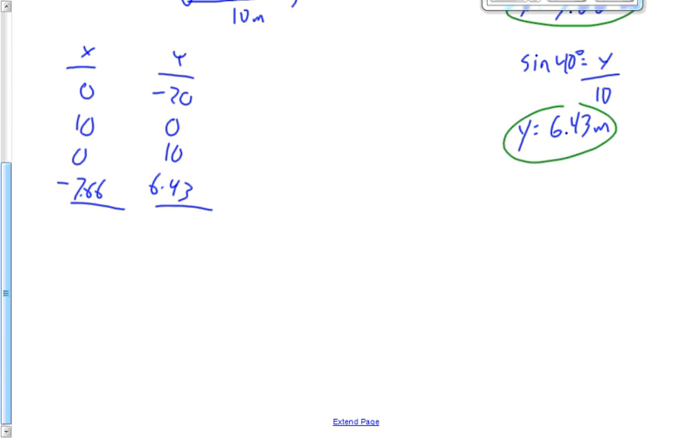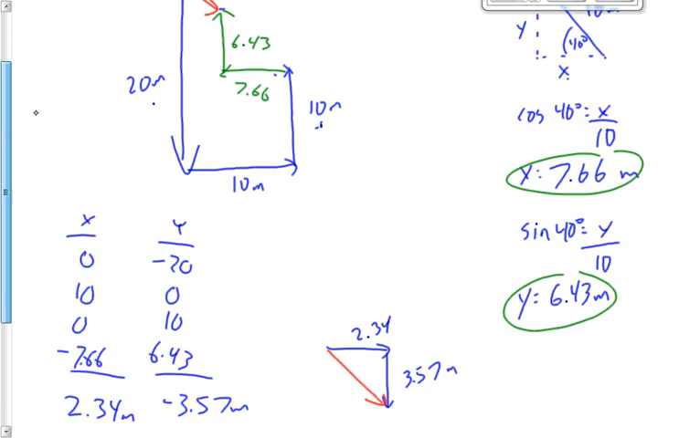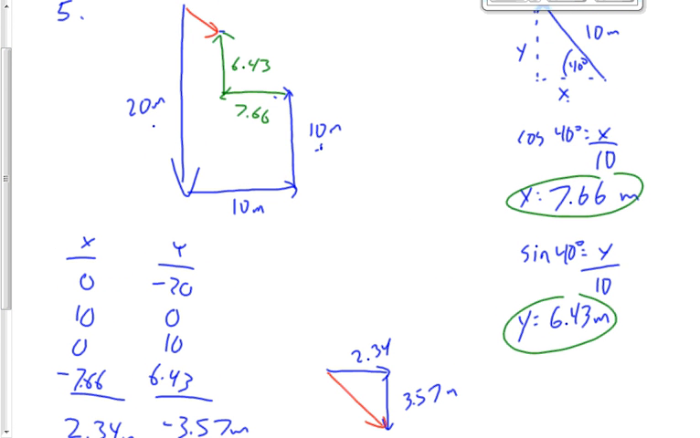This one gives me 2.34 meters, and this one's going to give me 16.43 minus 20, 3.57, negative 3.57. Okay, let's redraw it. I got 2.34 over. I got 3.57 down. My resultant vector is drawn from start to finish. And if we take a look at our original diagram, boy, this is a lot smaller of a diagram, but the resultant vector still looks a lot the same, doesn't it?